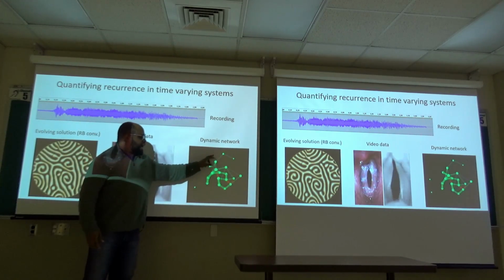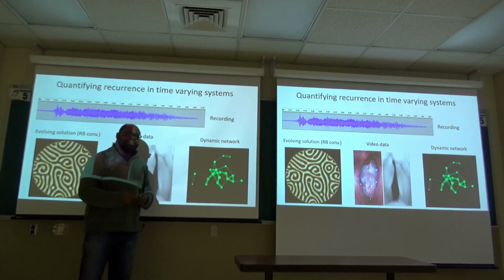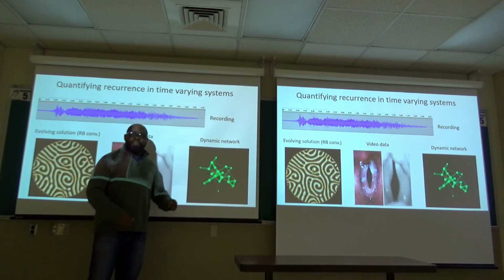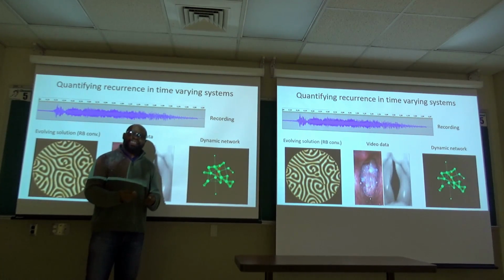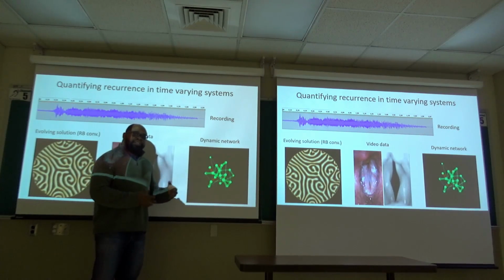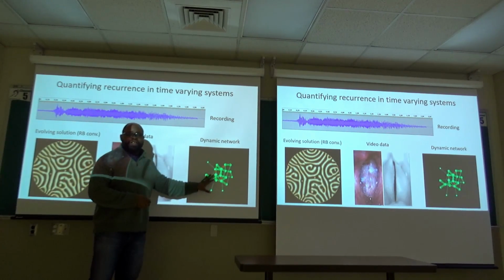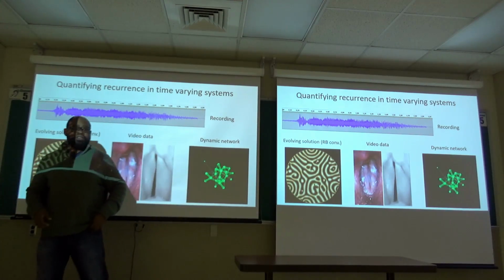This is another type of time-varying data set, dynamic networks. So you can think of friendship networks, you can think of cell networks, devices interconnected. So again, you're trying to predict future patterns, and one way to do it is by analyzing the recurrent structure of the time series.